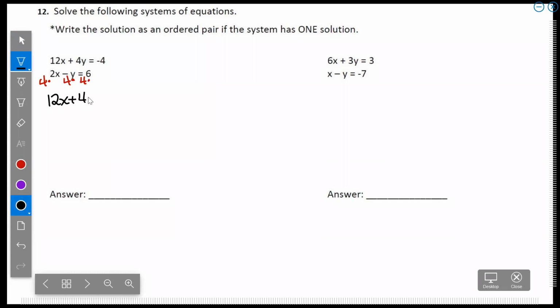12x plus 4y equals -4. When I multiply the second equation by 4, I get 8x minus 4y equals 24. And then I'm going to add those together. What happens when I add these together? What happens to my x's?